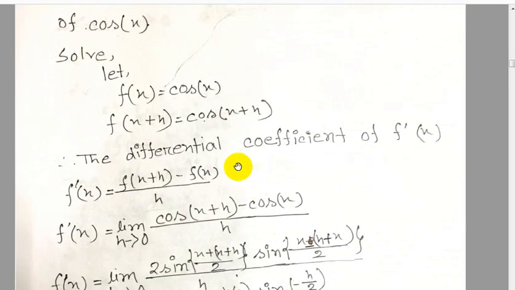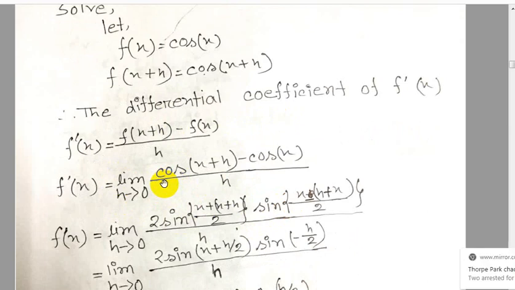Now we will determine the differential coefficient of cos x. Here we initiated the problem with our function f of x equals cos x, as we want to find the differential coefficient of cos x. Now we will determine f of x plus h equals cos of x plus h, and the differential coefficient of f of x will be f prime x, which is f of x plus h minus f of x divided by h. Now we just replaced f of x plus h and f of x by the terms cos of x plus h and cos x.